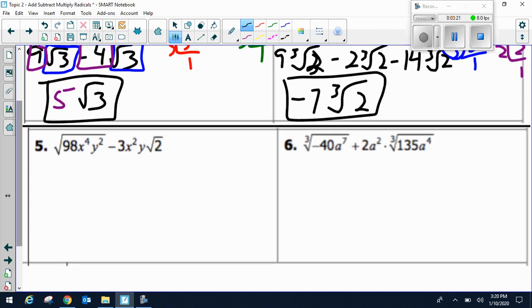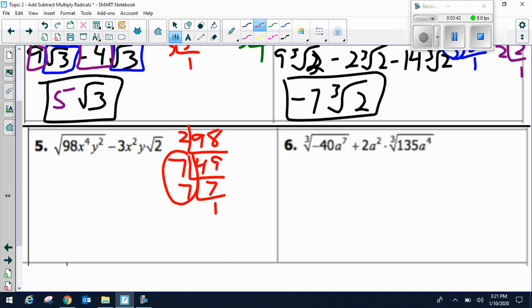Getting letters involved doesn't change anything really. We just do the same process that we did when we did simplifying. So you get 98, you can divide that by 2, and you get 49. The only thing that goes into 49 would be 7 and 7. There's your pair, so that's going to come out as a 7, the square root, and then the 2 is going to be left in.